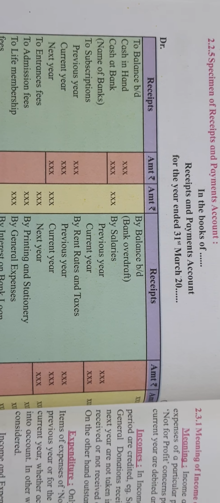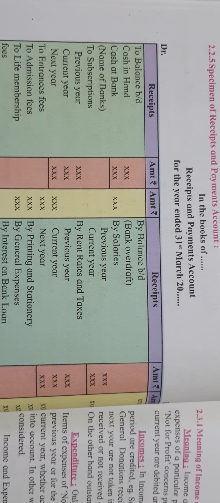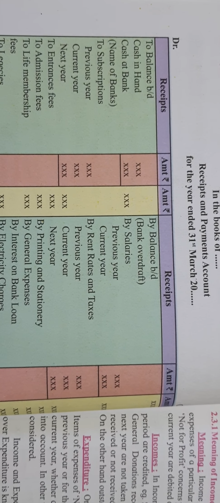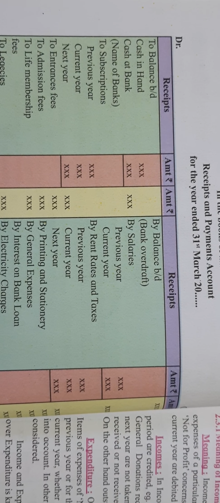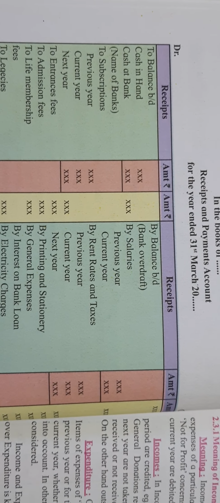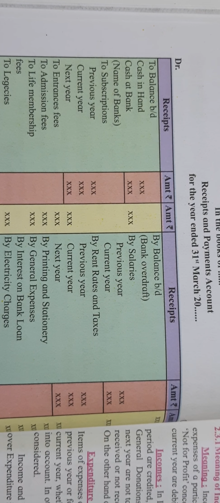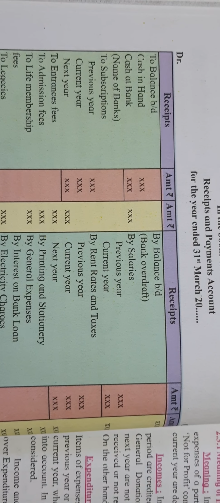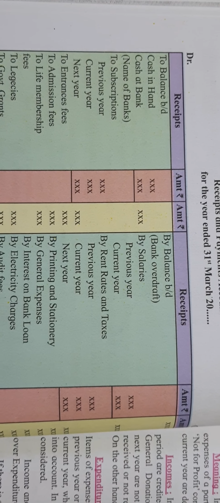The debit side will indicate the receipts, and the credit side indicates the payments. Make the correction in your textbook, it is wrongly printed. On the credit side, the left hand side, it is the payments, right? The receipts and payments account always starts with the opening balance of cash and bank and ends with the closing balance of cash and bank.